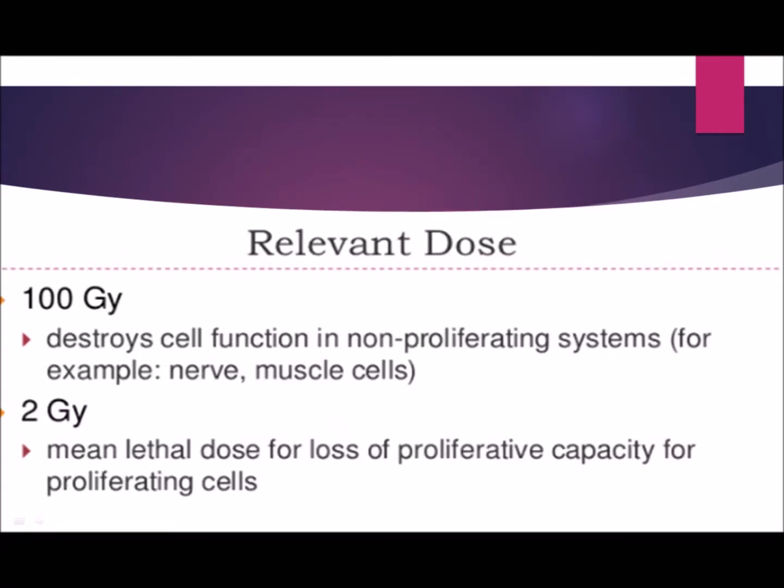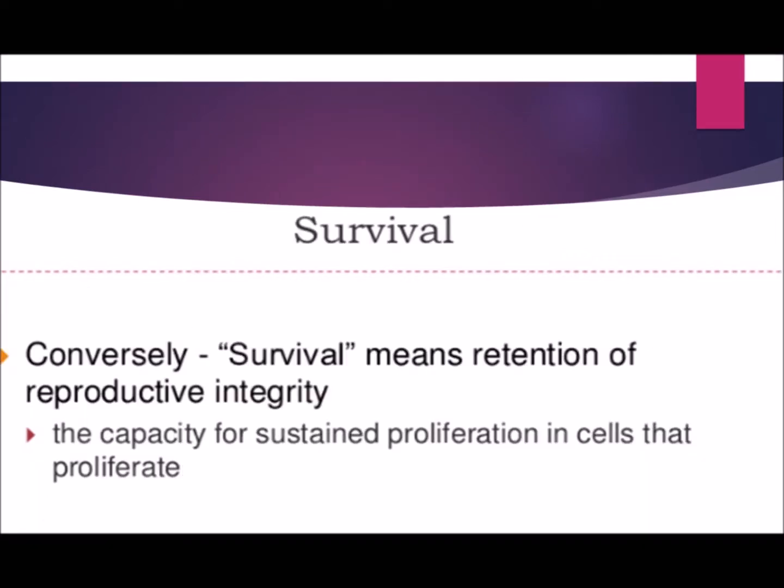Relevant dose. 100 gray destroys cell function in non-proliferating systems, for example nerve and muscle cells. 2 gray is the mean lethal dose for loss of proliferative capacity in proliferating cells.